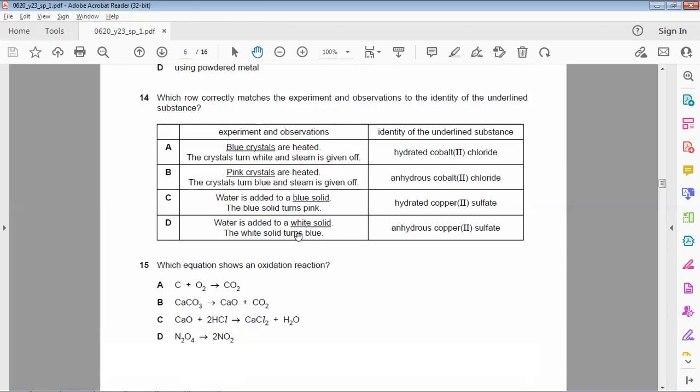And the last is water is added to a white solid. And yes, without water, anhydrous copper sulfate is a white solid. It will turn blue when the water molecules get attached to copper sulfate. So D is the correct answer.